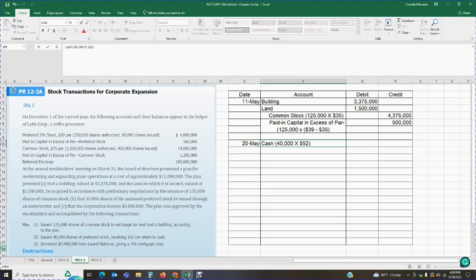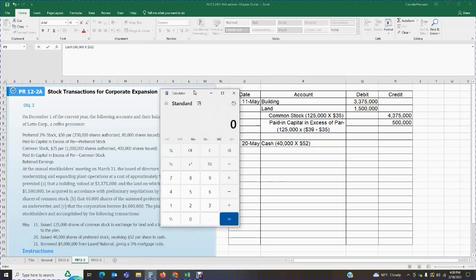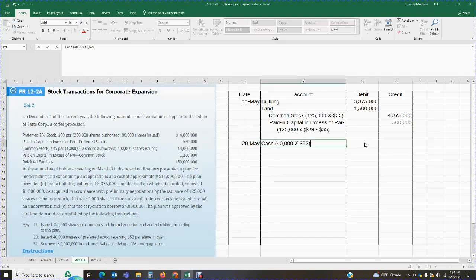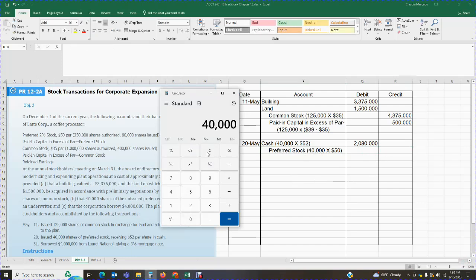If we do that, we have 40,000 times 52. That gives me $2,080,000. That is how much cash we received in return for preferred stock. Remember, we have to label them differently. This is preferred stock, and we always have to record it at par. We've got 40,000 shares and the par value of my preferred stock is $50. We always have to record our entry to either the preferred or the common stock at par. So 40,000 shares at $50 gives me $2 million.